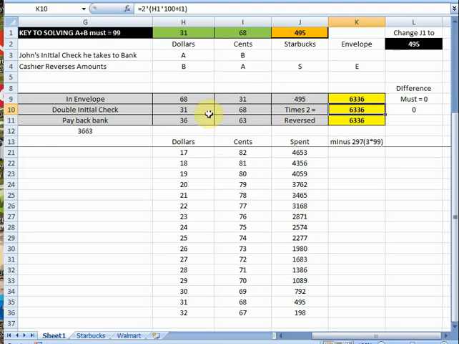Instead of the $68.31, he had to pay him back $36.63. You reverse those numbers around, and that also fits the criteria, 6336. This is the answer to the problem, the Starbucks problem, using a spreadsheet. Other people have used algebra. This was the easiest way for me to figure it out by trial and error, and I came up with this answer. Again, the answer is a $31.68 check, and he spent $4.95 at Starbucks. Hopefully this is clear to you, and thanks for watching.